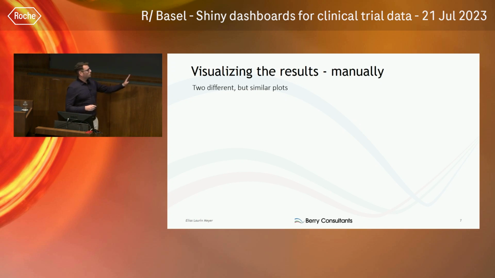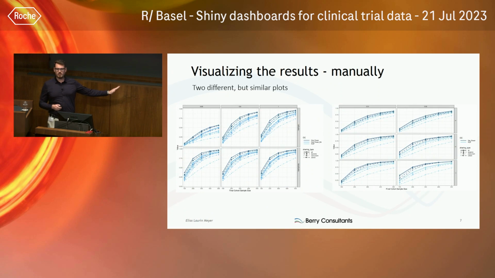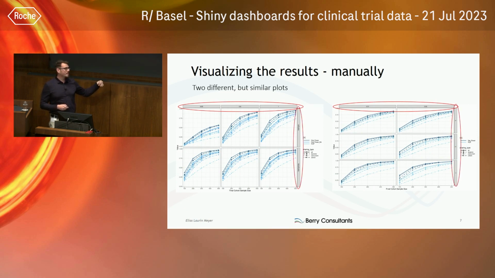So again, do not focus on what exactly you see in the plot, just focus on the fact that they are quite similar. They only differ by the fact that we have different variables by which we stratify in the columns of this plot. We have different variables by which we stratify in the rows of this plot, and we're showing slightly different operating characteristics here. But generally, the anatomy of these plots is very, very similar.